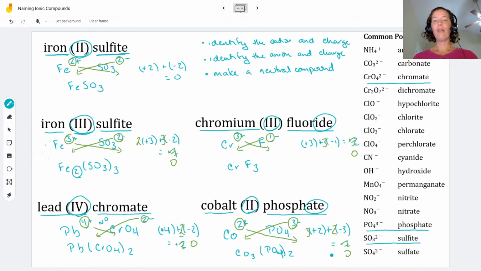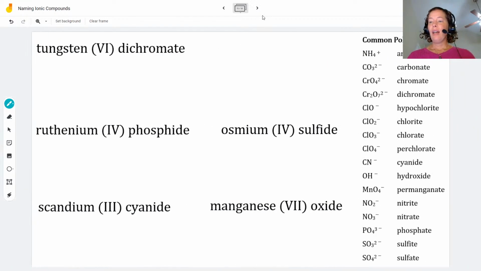Okay, questions? Nope, no questions. Let's keep going. We're almost there. Hopefully this practice is making it easier and making you understand where these things are coming from. Again, these transition metals can be very difficult the first time you deal with them.